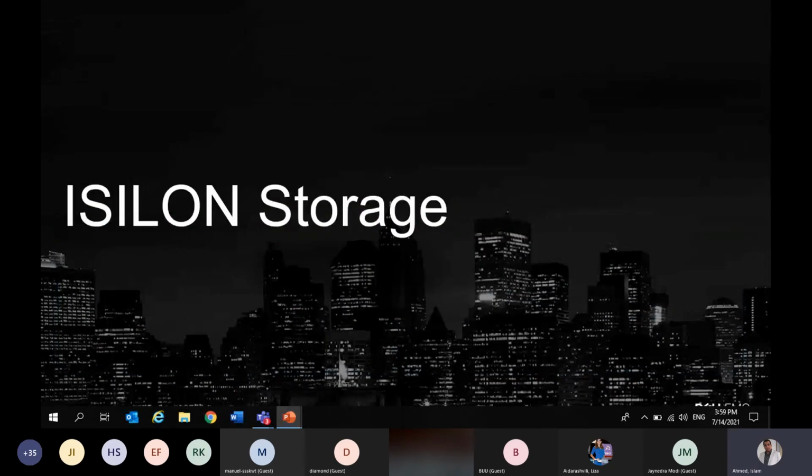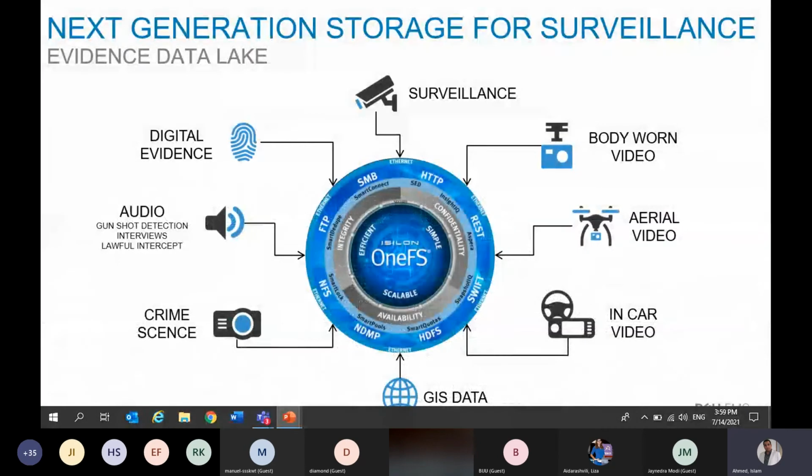Let's talk about Isilon, a few slides, and we will finish because this is the last part of our session today. I know we passed the time, but we need only 10 minutes.